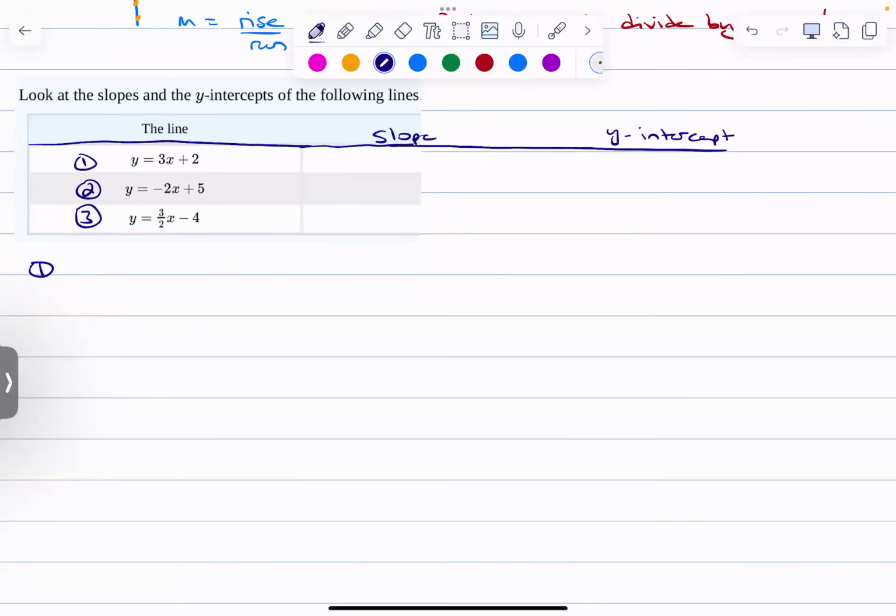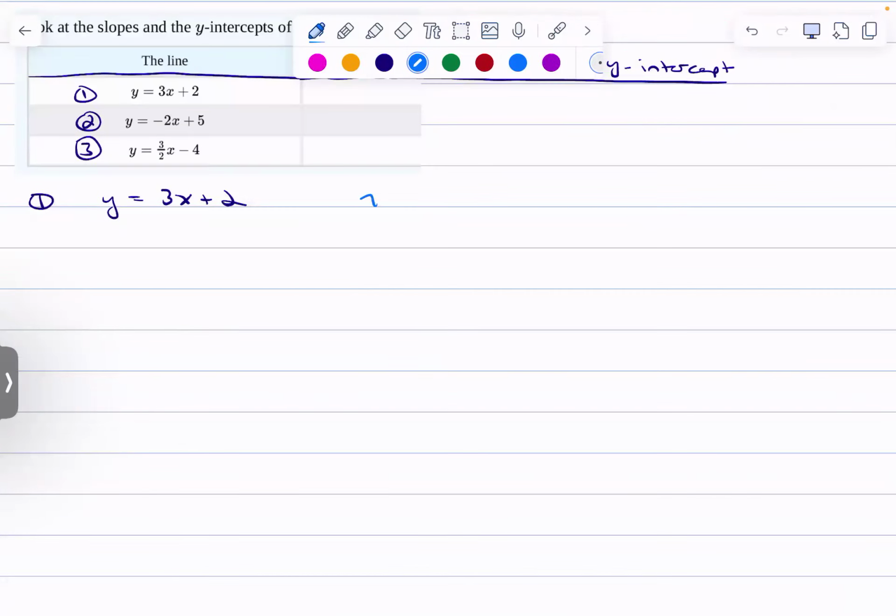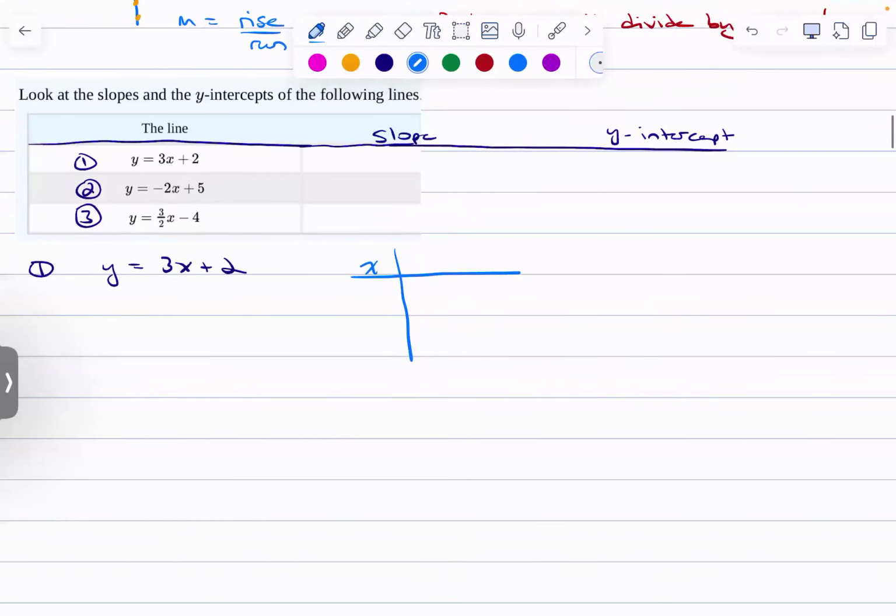So for line number 1, y equals 3x plus 2, we have this idea that if I have it in this format, y equals mx plus b, then the slope would be 3 in this case. But let's confirm it. So we can find 2 points. If I let x be anything, pick convenient values of x, I'm going to avoid 0. That's usually my go-to move.